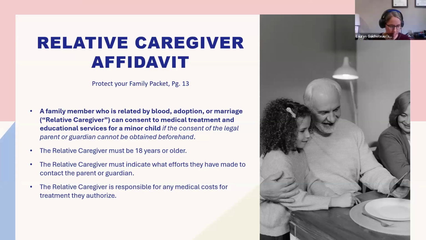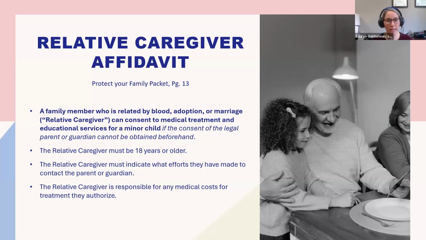So this is page 13 of the packet. And the first forms that we were talking about are filled out by the parent. This form is filled out by the family member. They have to be related by blood, adoption, or marriage in order to fill out this form. And it allows that person to consent to medical treatment and educational services for a minor child.